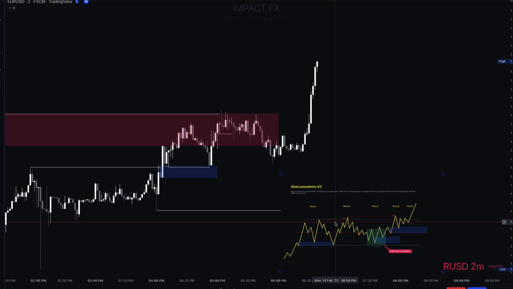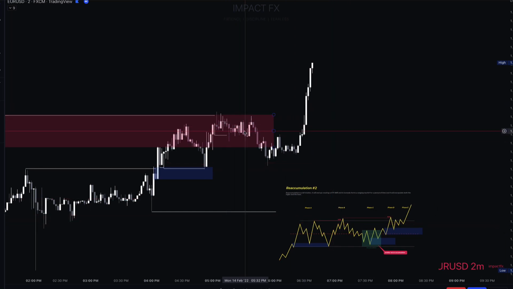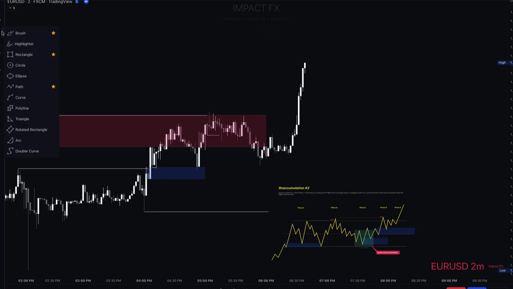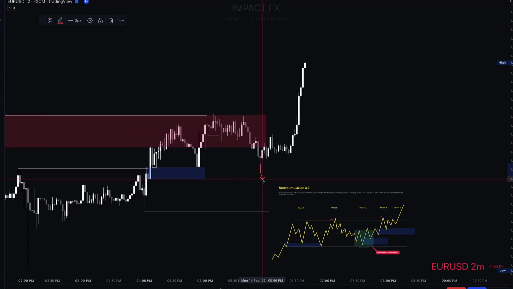We break new structure, as you can see here, phase B. We are trending downwards in phase B, but we don't make a new spring. So unlike reaccumulation number 1, where we create a spring here, we actually respect this overall demand here, and we now reaccumulate on a different time frame.